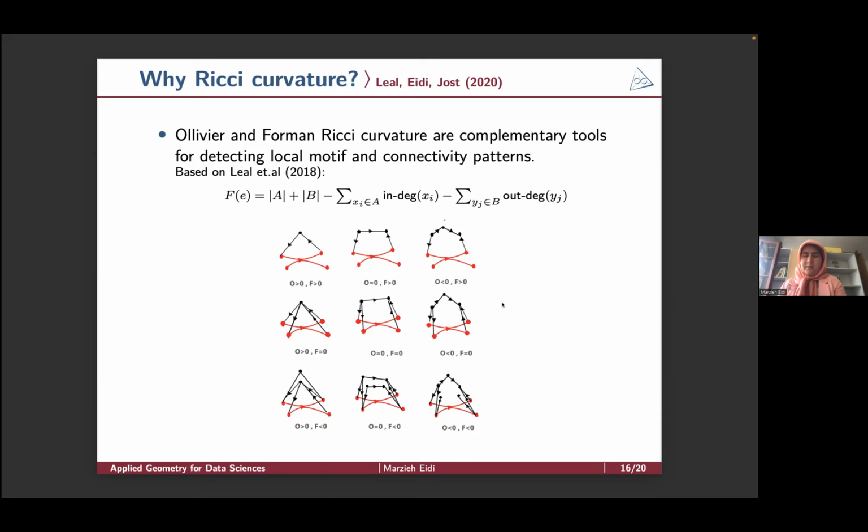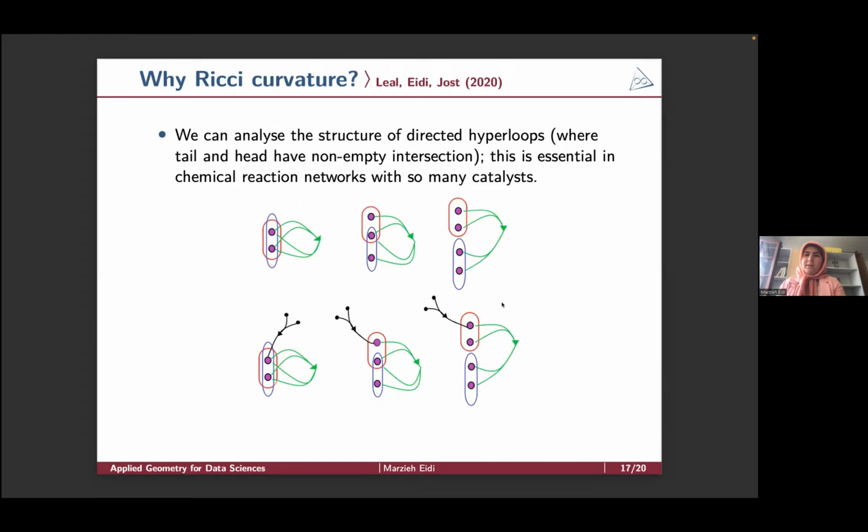Another thing is that we can analyze the structure of directed hyperloops with the help of Ollivier and Forman-Ricci curvature. And what are hyperloops? Hyperloops are directed hyperedges whose tail and head sets have non-empty intersection. And this is essential in chemical reaction networks when we have catalysts, so many catalysts that are there in the chemical reaction network. So chemical reactions are represented by directed hyperedges. And in many cases in real network analysis so far, people have ignored catalysts, but their presence is essential, of course, for the reaction itself to happen. And with the help of Forman and Ollivier-Ricci curvature, we can talk about the patterns of these structures.